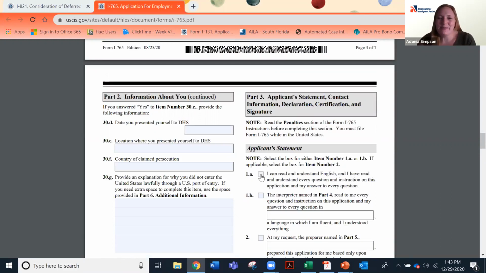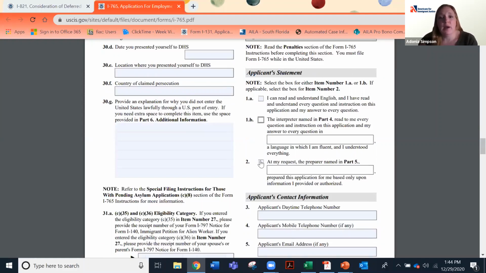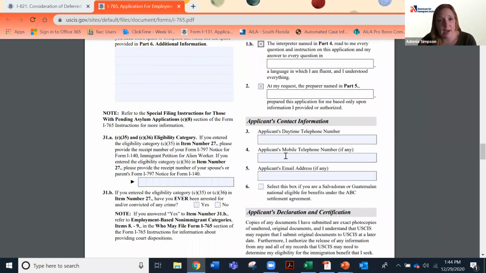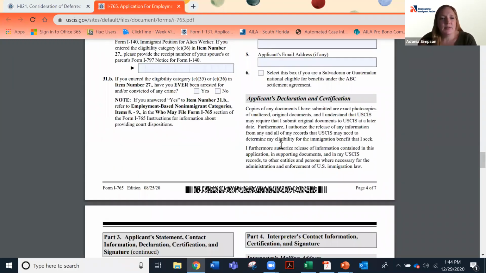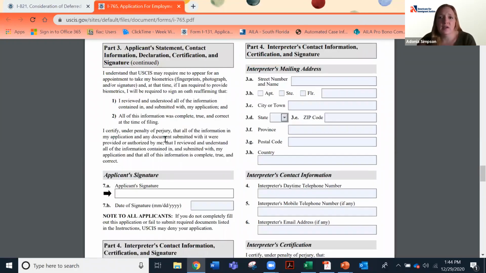So next, you're attesting that you can read and understand English, similarly to the I-821D. If you did use interpretation, you would want to click this and indicate who provided the interpretation. Also, if you had somebody prepare the application for you, and you were reviewing it and signing off on it and attesting that everything is correct, you would indicate that someone has prepared this for you. Applicant, you are the applicant. So this is your contact information, your phone number, email address. And then moving on, this is where you're going to sign. And again, I can't stress this enough. If you have somebody else completing your application, please make sure to review it and make sure that everything's correct. And if you have questions, make sure that you're asking them. And if there's something that is incorrect, make sure it is corrected before you submit it to immigration.